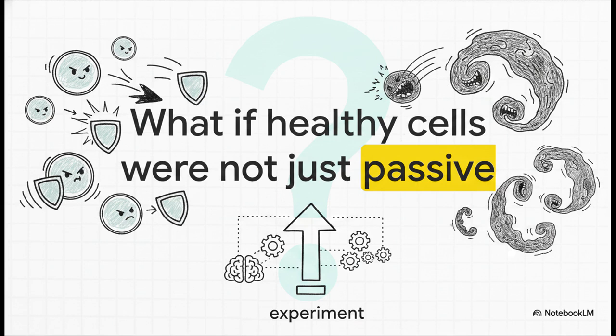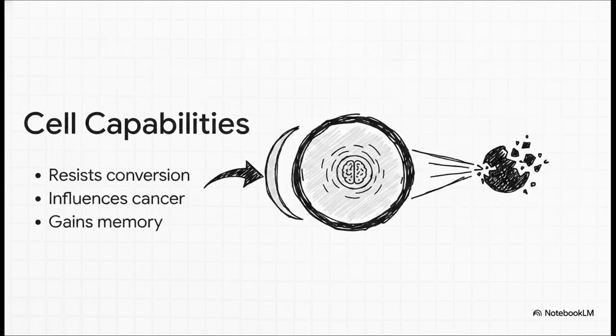What if these healthy cells weren't just passive victims? What happens to the entire system if we give those healthy cells agency and the actual ability to fight back? So they started arming the healthy cells with 3 powerful new tools. First up, resistance.